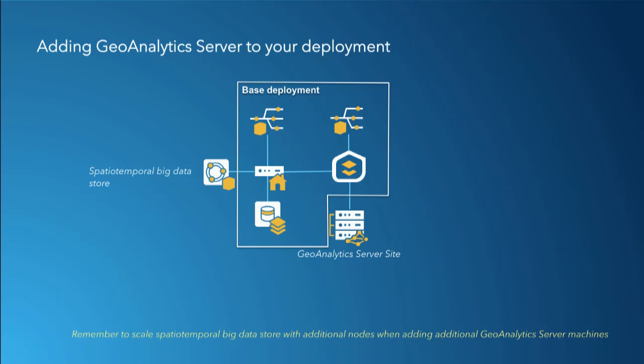How quickly do you want to process something? If you're okay with waiting a day, you may need fewer machines than if you're looking for a result in an hour or in minutes. It all depends on your data and how big it is and where it's at. But ultimately, your diagram will look like this. You'll have to have a base deployment. You will have to have some number of nodes of spatial temporal big data stores and some number of machines in a GeoAnalytics site.